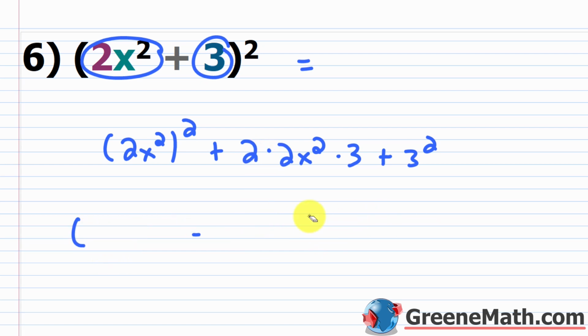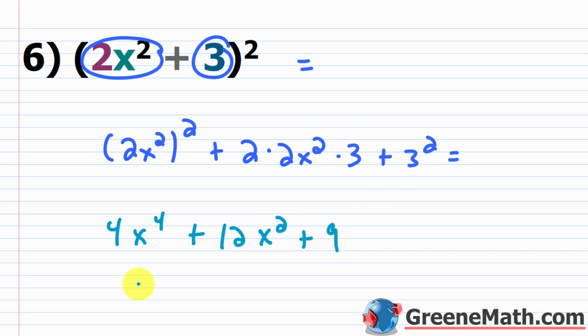Okay, so for this guy, if I had 2x squared being squared, again, 2 gets squared, so that's 4, and then x squared gets squared. Again, power to power rule, x stays the same. 2 times 2 would be 4, so this would be 4x to the 4th power. Then plus 2 times 2 times 3, 2 times 2 is 4, 4 times 3 is 12, and then x squared would come along for the ride, and then plus, we know 3 squared is 9. So we end up with 4x to the 4th power plus 12x squared plus 9.